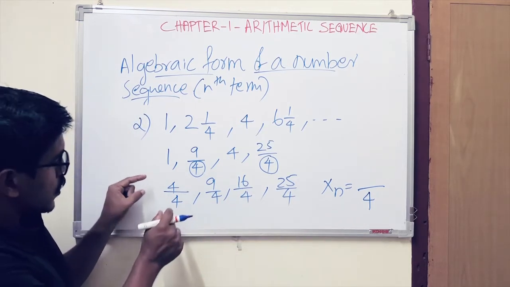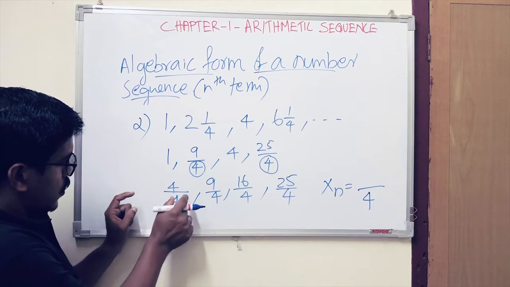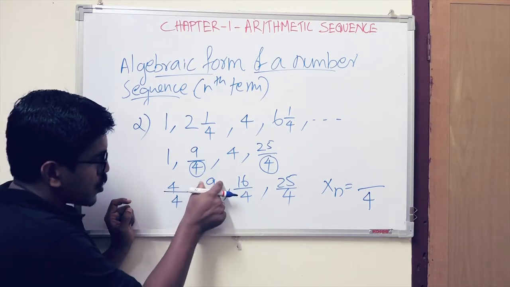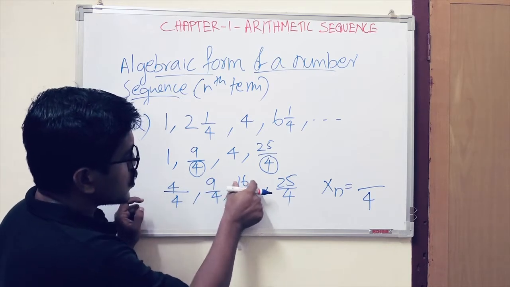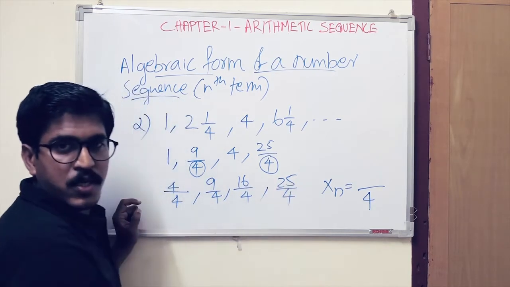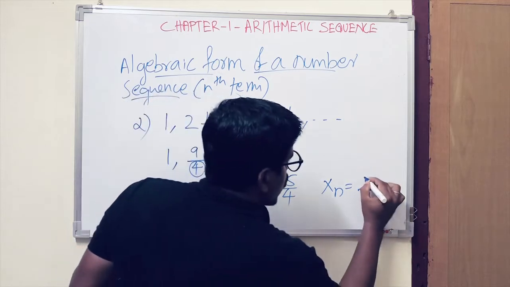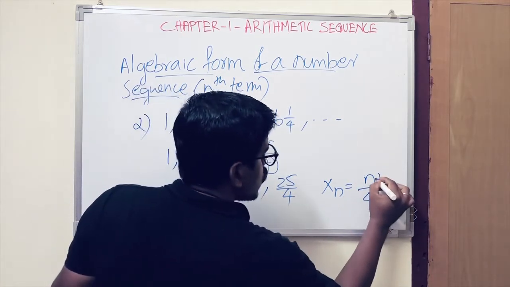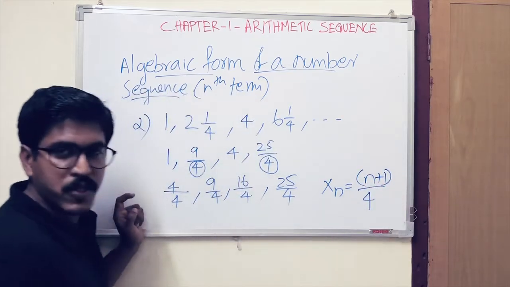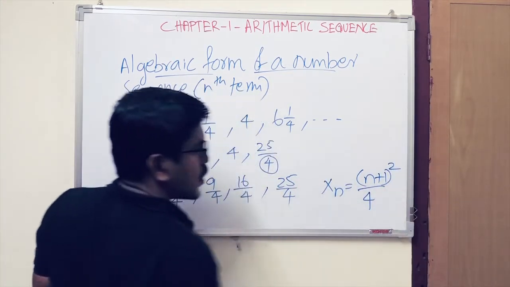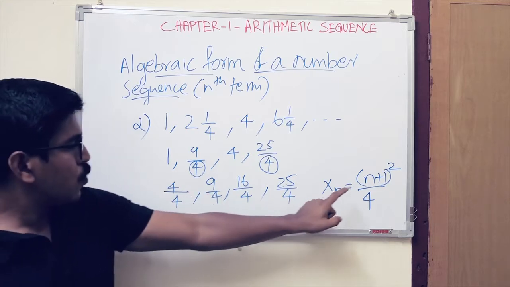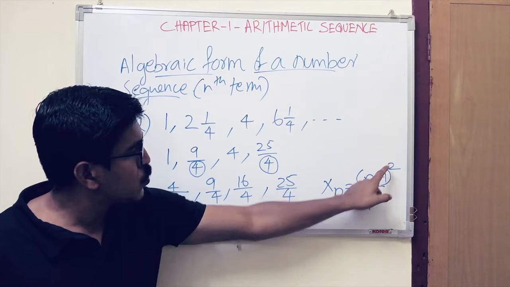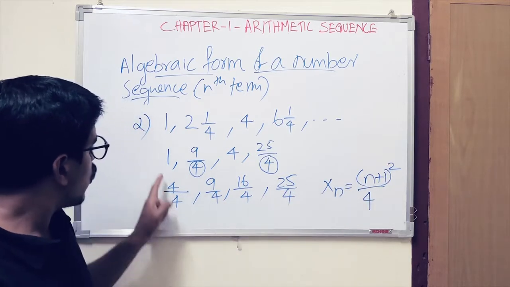Now you can check it here, except 1, the squares of natural numbers, that is 2 square 4, 3 square 9, 4 square 16, 5 square 25. So except 1 is written here, so we need to add 1, n plus 1, square is needed. We can check it right now. If you are putting n equal to 1, 1 plus 1, 2 square, that is 4 by 4, 1 will come.